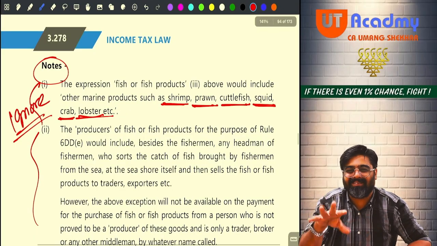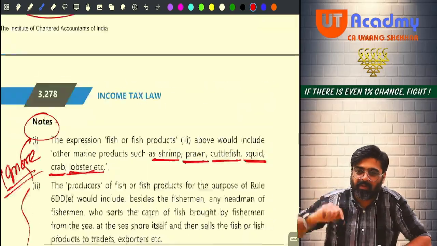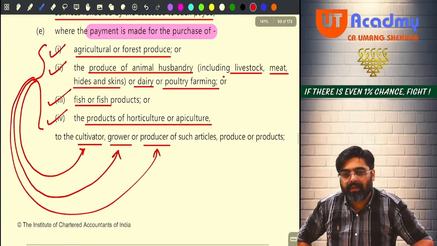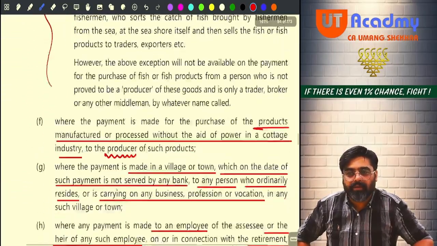No need to read this. No problem. If you remember this point, then that's okay. Okay. Next one. Next point.